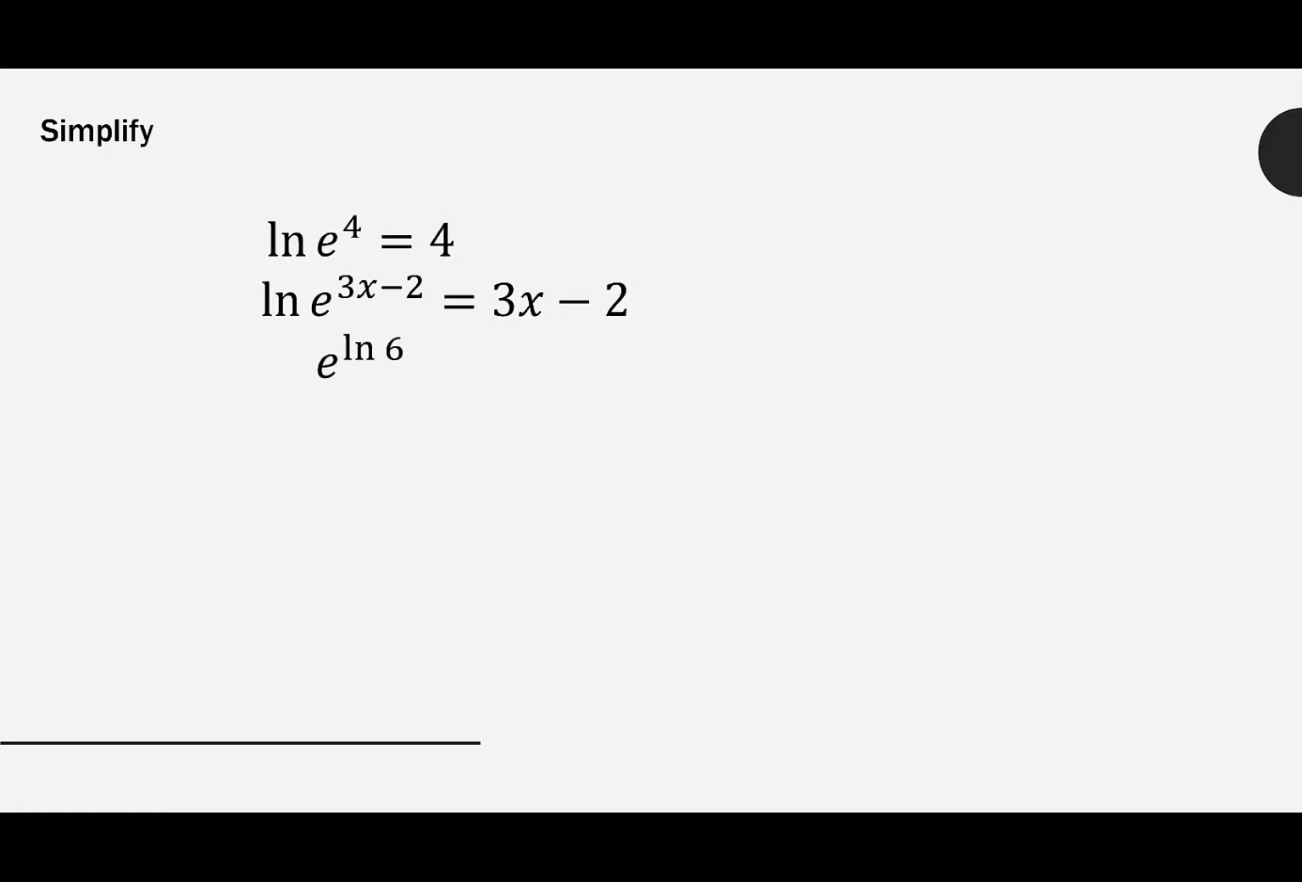If I have e to the ln of 6, my answer is 6. If I have e to the natural log of 5x, my answer is just 5x. Hopefully this shows you how helpful these properties are. You just have to recognize when they're being used.